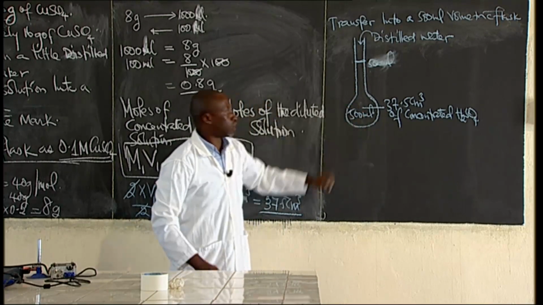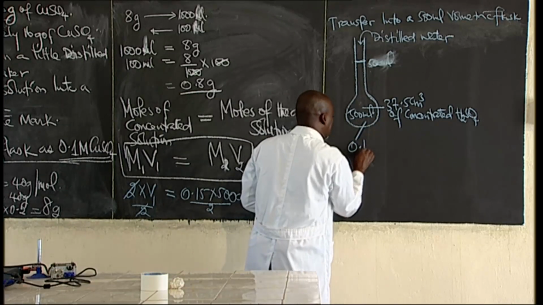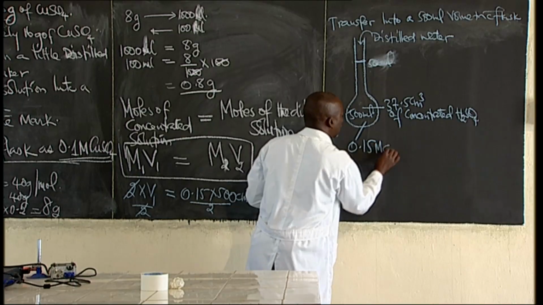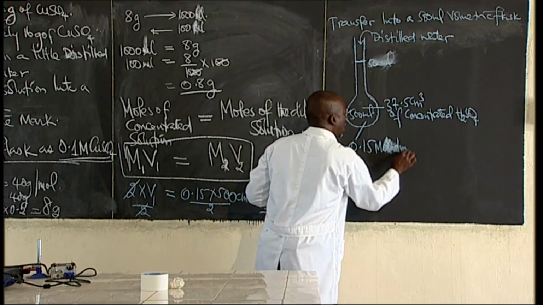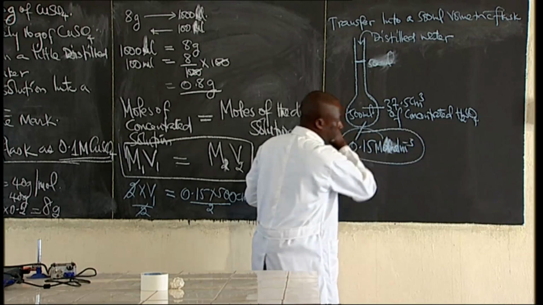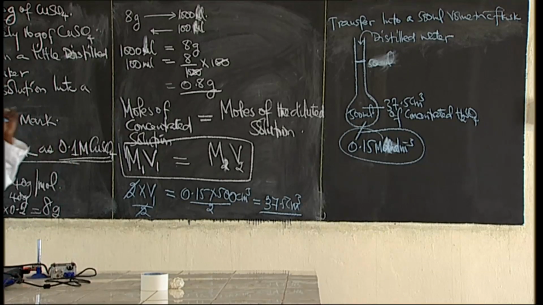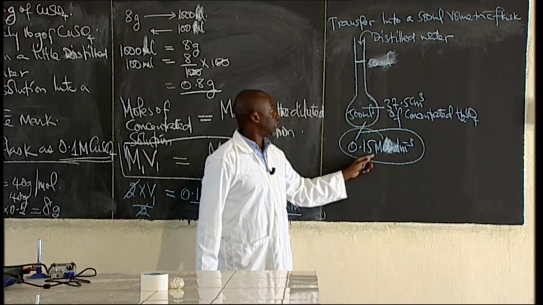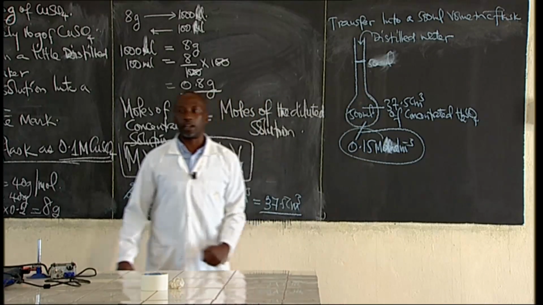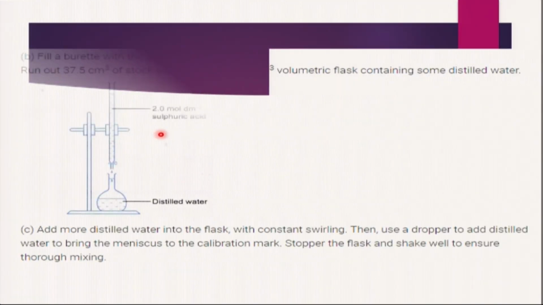The solution that you have got will be 0.15 molar per decimeter cubed. That is the solution. That is, you have been asked to prepare a solution containing 0.15 in 500 from a 2 molar concentrated acid. We may have another example.